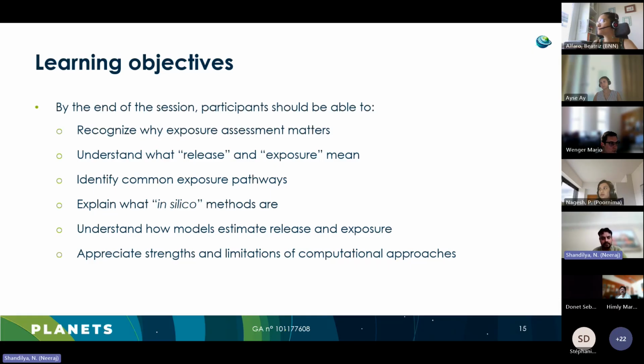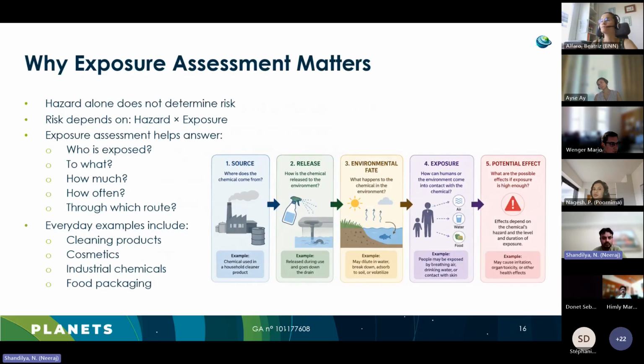So we will try to understand why exposure assessment matters. What is release? What is exposure? So a very basic understanding of the concepts. Identify what could be the common exposure pathways, so how can you get exposed? What does the term in silico exposure assessment really mean? How do we use these models to estimate release and exposure? And finally, see what sort of strengths and limitations we are dealing with when we talk about these computational approaches, in silico methods.